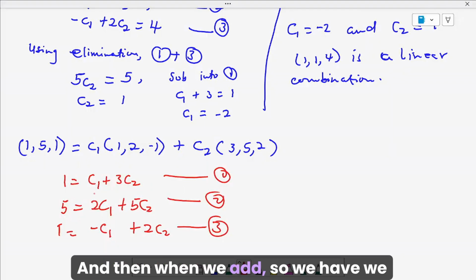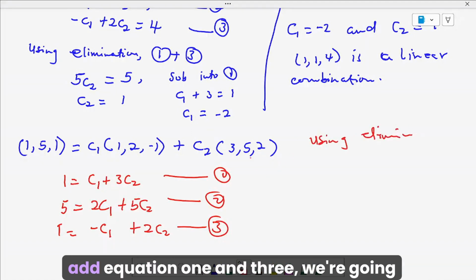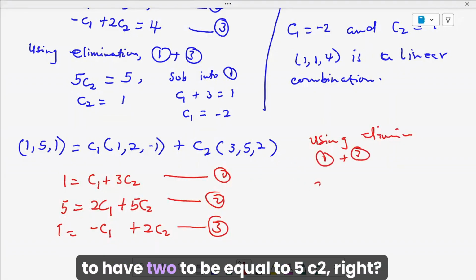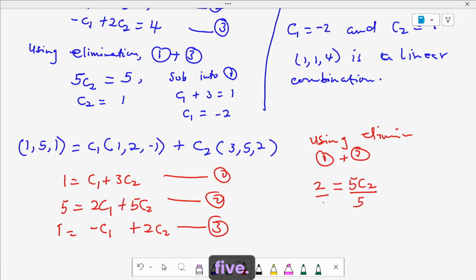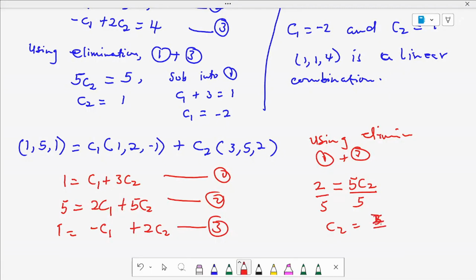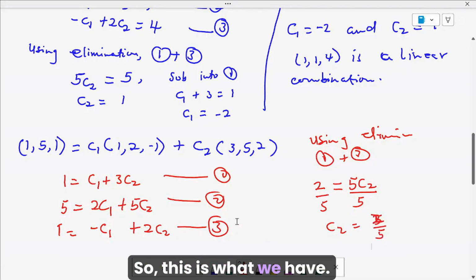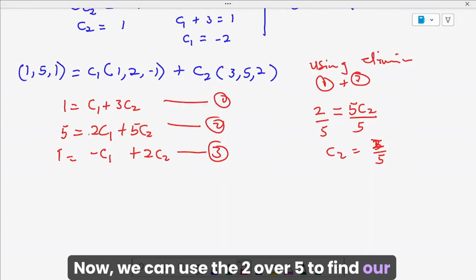And then we use elimination again. Using elimination, when we add equation 1 and 3, we are going to have 2 equal to 5C2, right? And we divide 2 by 5, divide here by 5. We have C2 equal to 2 over 5. So this is what we have. Now we can use the 2 over 5 to find our C1.